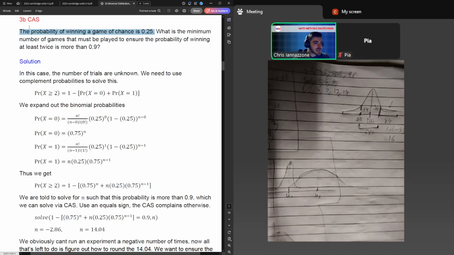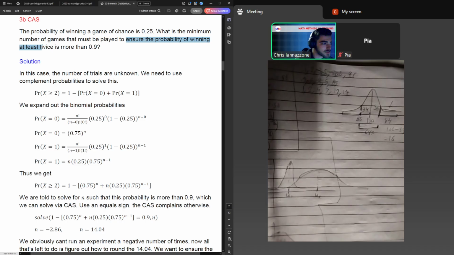So probability of winning a game is 0.25. Cool. That's our p-value. Sorted. We can ignore that. Next up, what is the minimum number of games? Okay, cool. So we're trying to solve for n. Mark that down somewhere and move on to the rest of the statement.